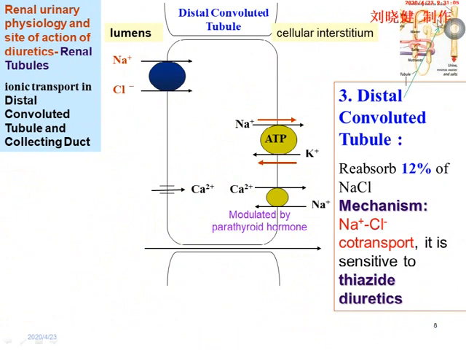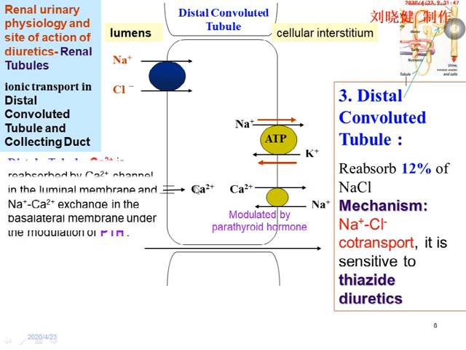This segment is the distal convoluted tubule. This segment reabsorbs 12% of sodium chloride. The mechanism depends on the sodium chloride cotransporter and sodium-potassium ATPase. And this cotransporter is very sensitive to thiazide diuretics. But here it accounts for just 12% of the reabsorption of sodium chloride, so its diuretic effect is relatively mild and lasting.